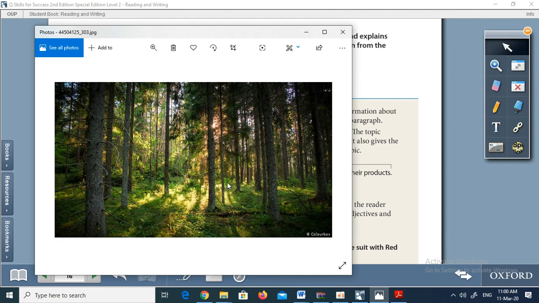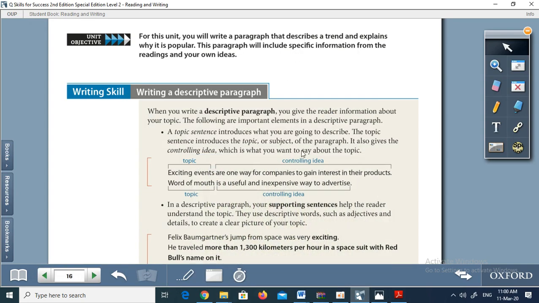Same thing applies to paragraphs when we write descriptive paragraphs. Here we are not using pictures, but we're using words as pictures. For example, when you write the word forest, and then afterwards you give a little bit of description about the forest, what the forest looks like.